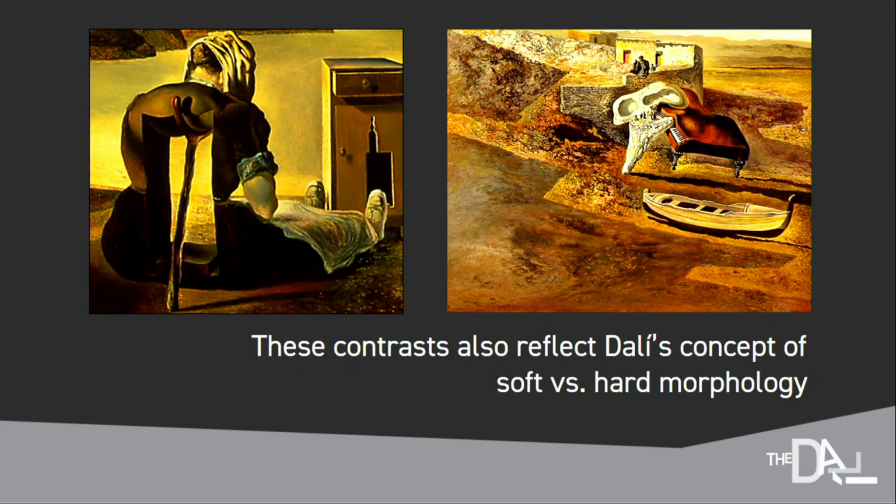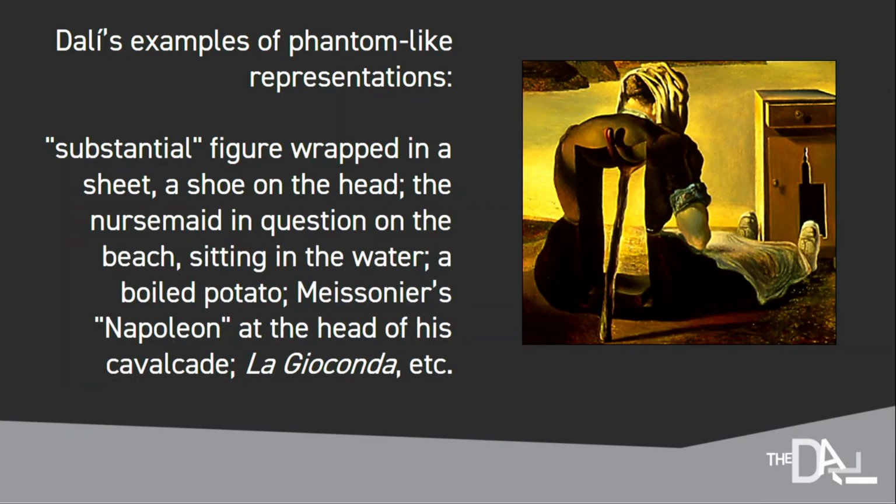So it also is a bit like Dalí's obsession with the contrast between soft and hard objects. Soft objects are more like phantoms. They're billowy, they're plump, where hard morphology is like skeletal morphology. It's something that's ossified and bone-like. So just spending a little more time looking at a couple images, we're going to start with phantoms. This is the perfect example of a phantom in Dalí's world, a substantial figure wrapped in a sheet, a shoe on the head. So that was the photo of Dalí standing with the sheet, holding, there's one with the shoe on his head, another with a stick on his head.